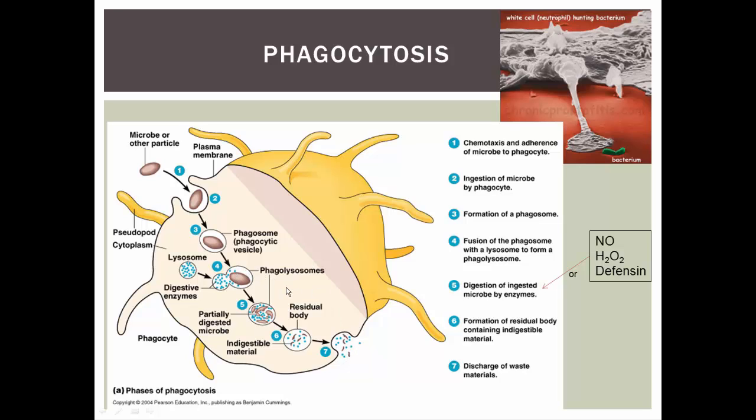Now, what the phagocyte uses to basically destroy this bacteria can vary. It could include things like nitric oxide, hydrogen peroxide, and defensin. Defensin actually will punch holes in the bacteria and cause the cell to lyse, and then you can digest it up that way and get rid of its parts. Or it could be lysozyme, which is typically the enzyme that's used to digest it up.